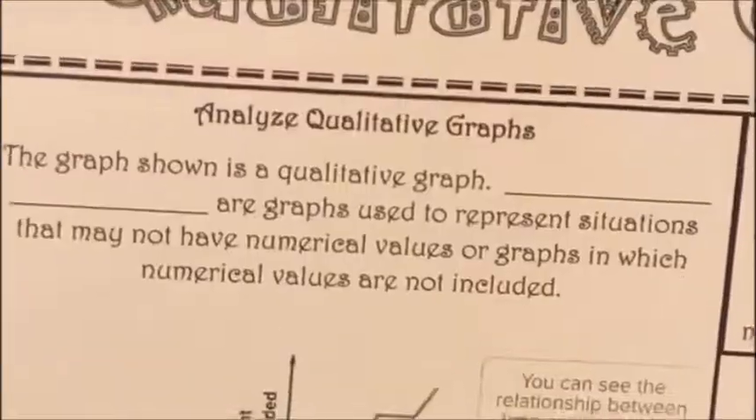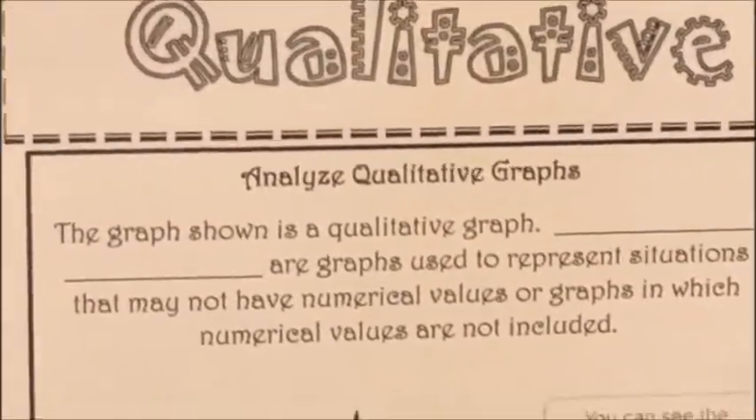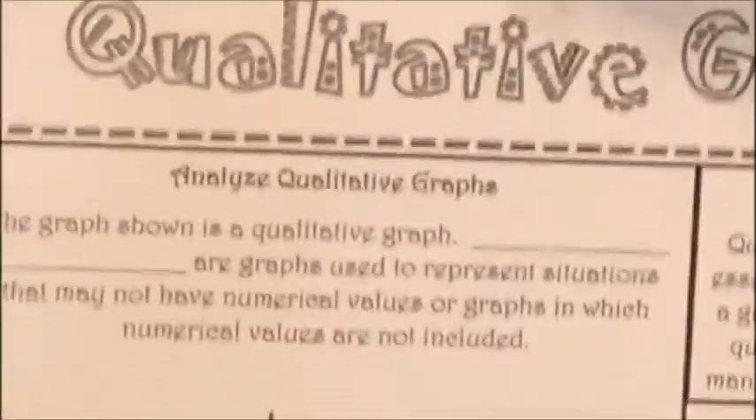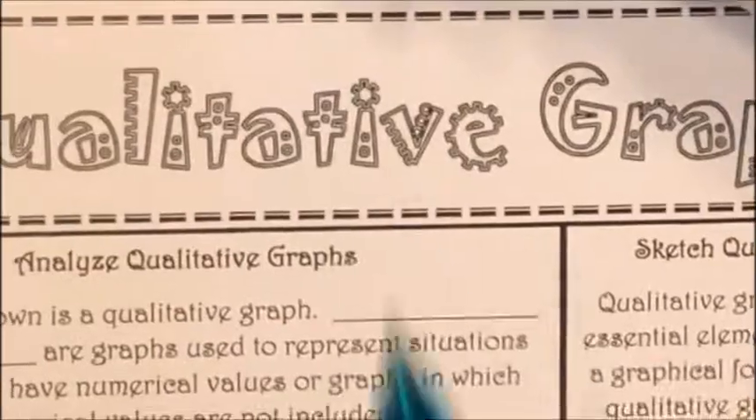To analyze qualitative graphs, the graph shown is a qualitative graph. Blank blank are graphs used to represent situations that may not have numerical values or graphs in which numerical values are not included. So in those two blanks, you're going to write qualitative graphs.